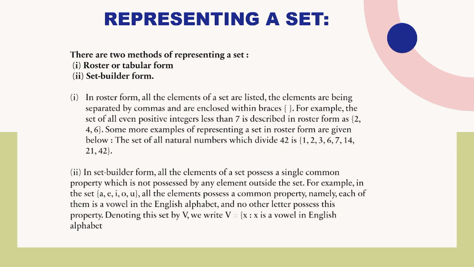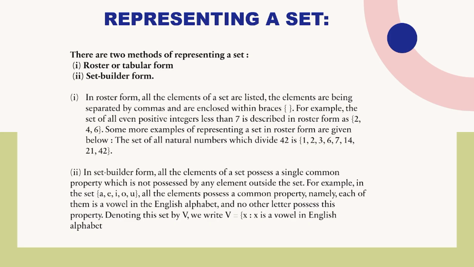Now let's discuss the set builder form. All the elements of a set possess a single common property which is not possessed by any element outside the set. We will understand this with an example. The set A, E, I, O, U. All the elements possess a common property that each is a vowel in the English alphabet, and no other letter possesses this property. Except these, B cannot be a vowel in English, or Z, and so on.